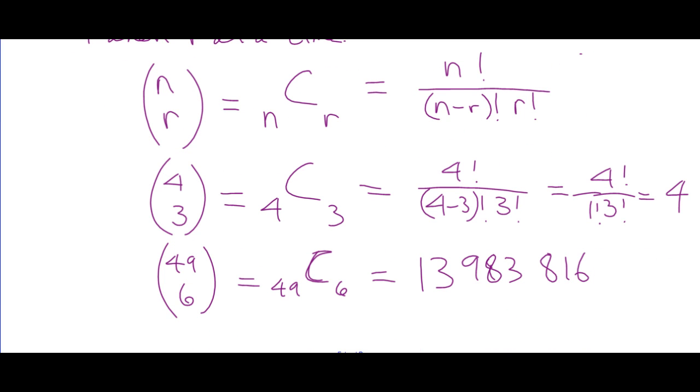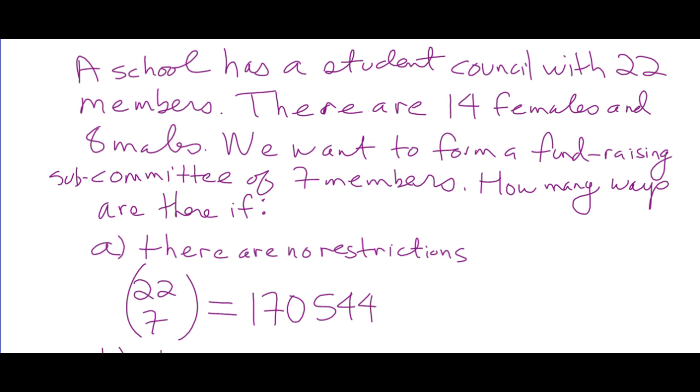Here's 4 choose 3, here it is written in this notation, and then simplified. And here's 49 choose 6, which is the way of getting how many possible combinations there are, an arrangement where the order doesn't matter, of 6 numbers from a set of 49, for 6/49: 13,983,816.